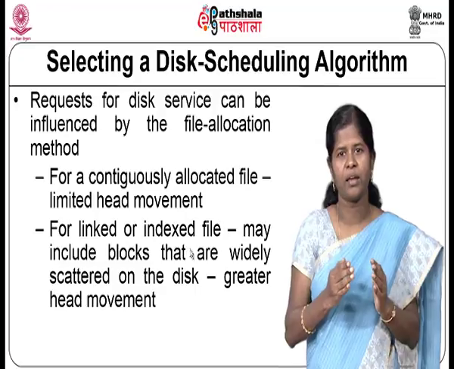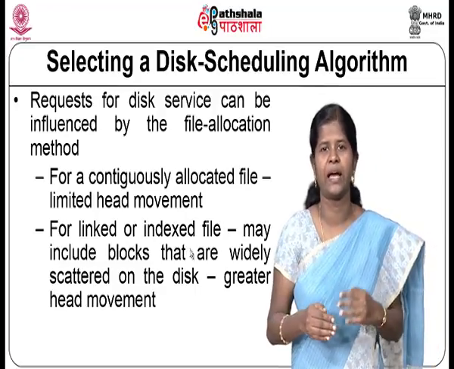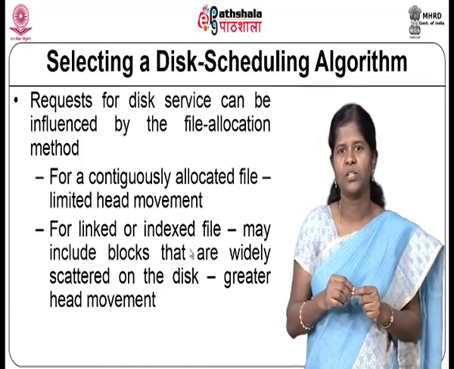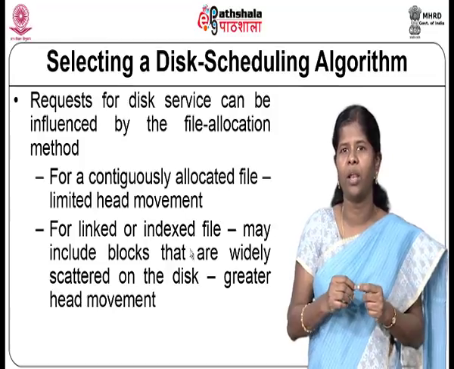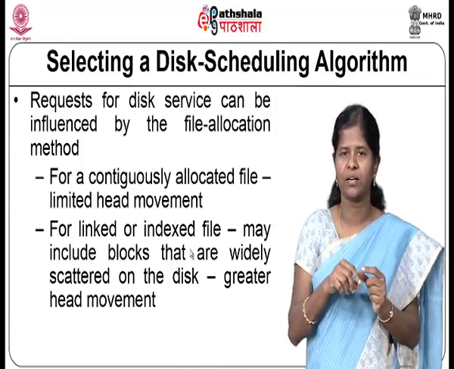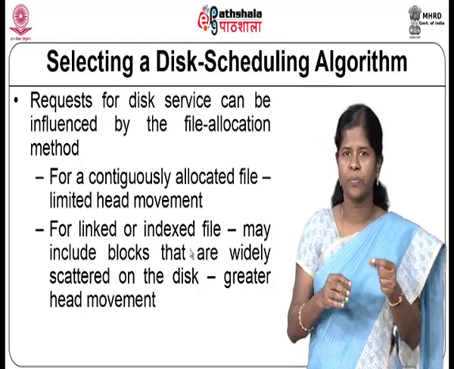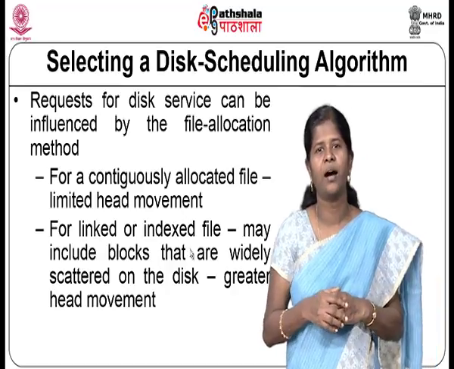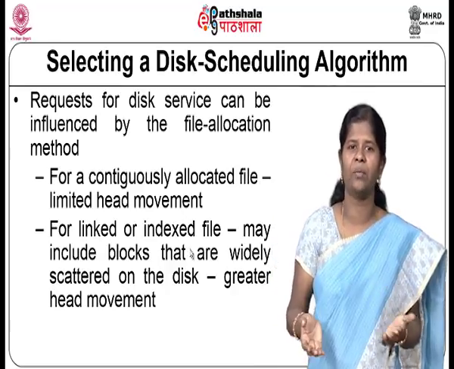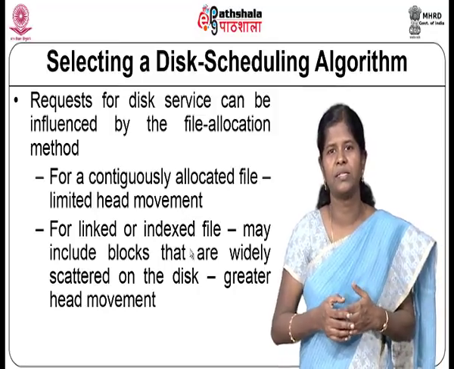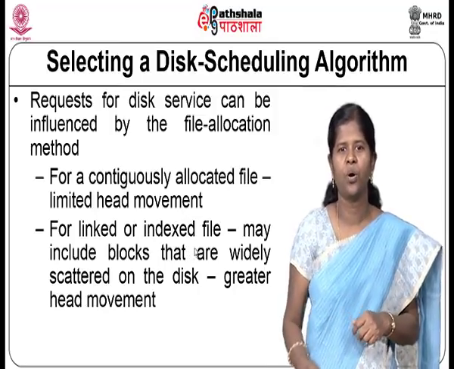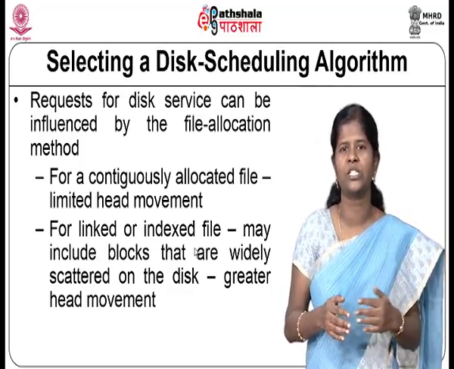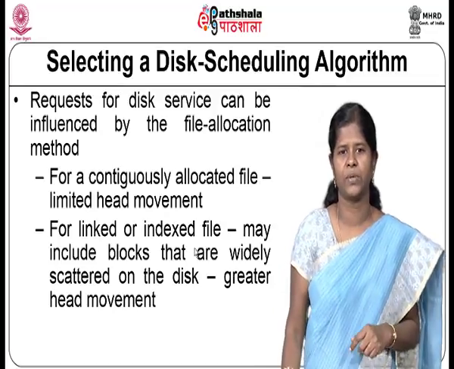So, if the disk blocks are kept contiguously, as in contiguous allocation, then you need only limited head movement. You may not have to move the head at all if they are kept in the same cylinder, only you will have to rotate the disk to bring the corresponding track under the head. But in the case of linked or indexed allocation, the disk blocks are scattered on the disk, and hence the head may have to move a lot. So, the way in which file allocation is done also influences the way in which requests are being made for disk service.